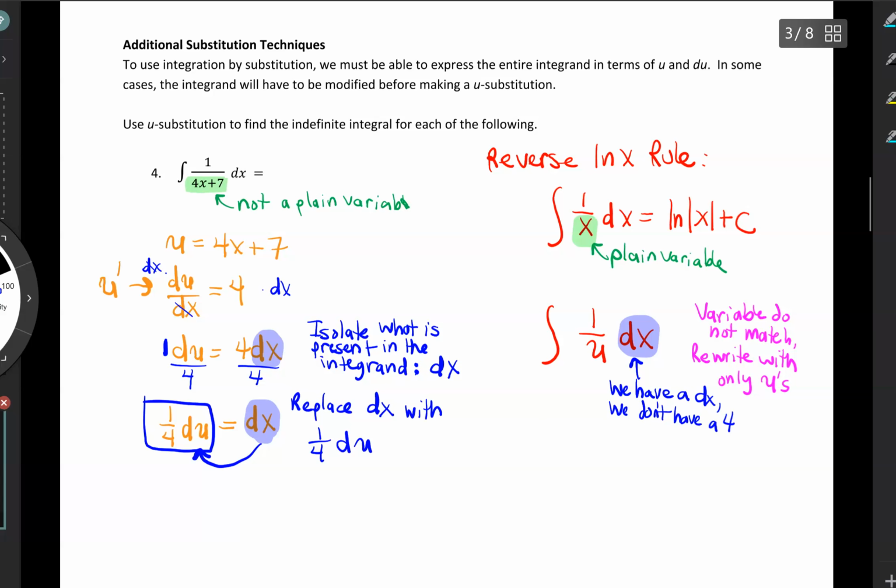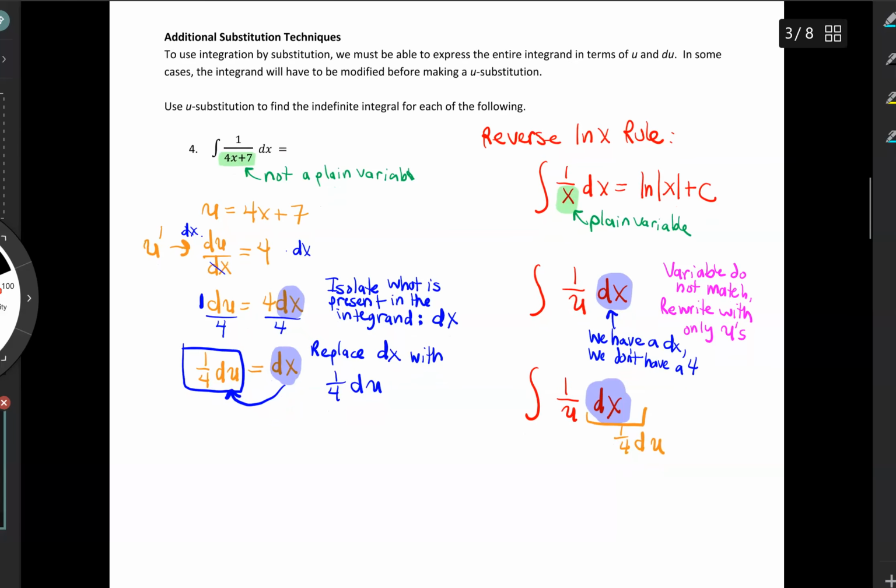So let's come over here, let's come to my integral. I'm going to rewrite the 1 over u dx right now. And then what I'm going to do is highlight this dx and say this dx is going to get replaced with my 1/4 du because they're equivalent. So that's going to look like this now. I'm going to have a 1 over u, and then I'm going to have a 1/4 du.